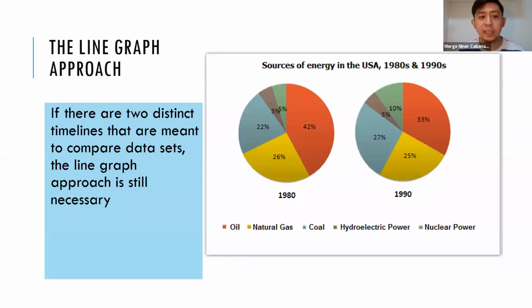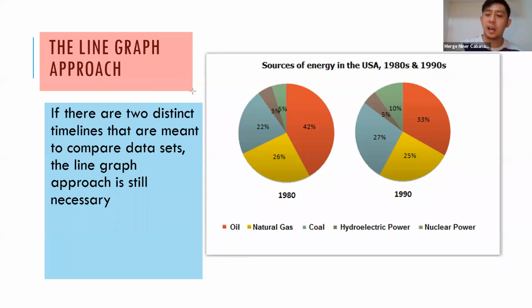Sir, why do you think that these ones that you are flashing right now, the ones in front of us, the pie chart here, the bar graph on the next slide, and on the slide after that, the table, require the line graph approach?